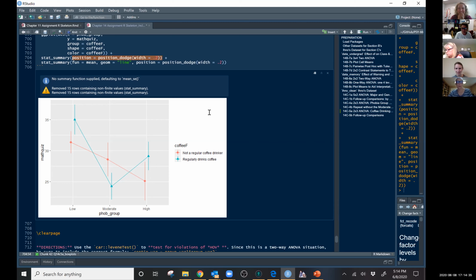Okay. Fun equals mean, GM equals line, and then the position again.